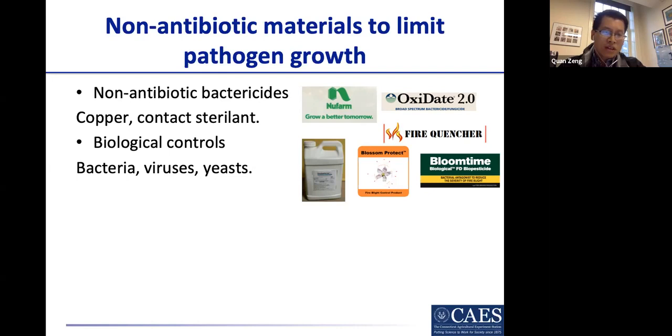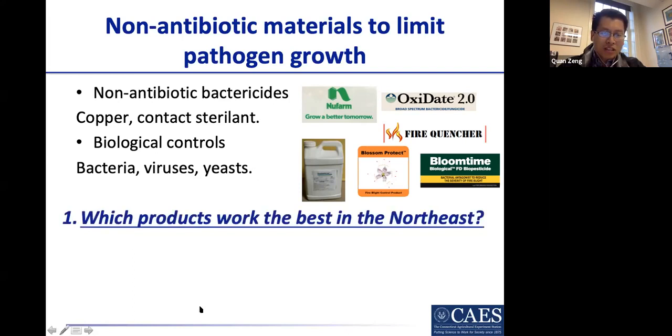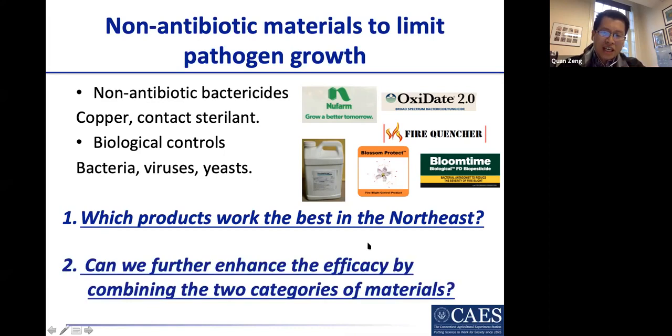Many biological controls with active ingredients including bacteria, viruses, and yeasts are also available for controlling fire blight. So here we are really trying to answer two questions. One is, what product would work the best in the Northeast under our soil and weather conditions? And the second, are we able to further enhance the efficacy by combining those two categories of materials that I just mentioned?